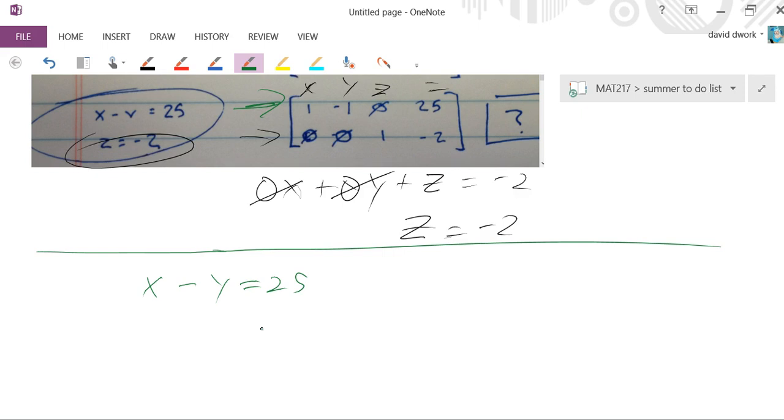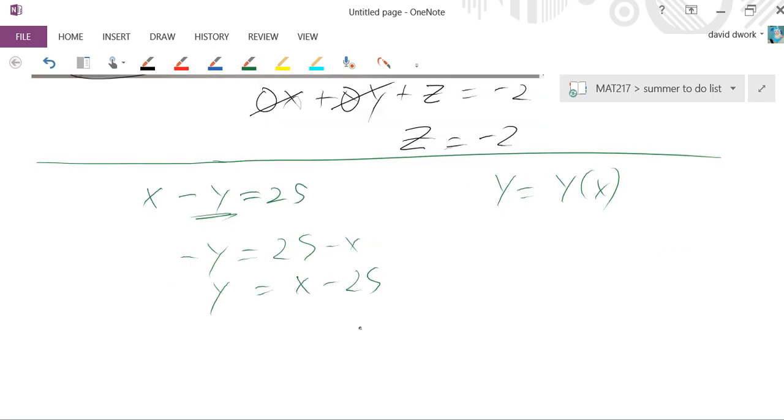Now, how WebAssign wants you to write your answer is in the directions. It wants y as a function of x. So, meaning, solve your equation for y. So that's going to leave us with -y equals 25 minus x. So therefore, y equals x minus 25. So there we go. So now we know how to read that answer. y as a function of x is saying x minus 25.